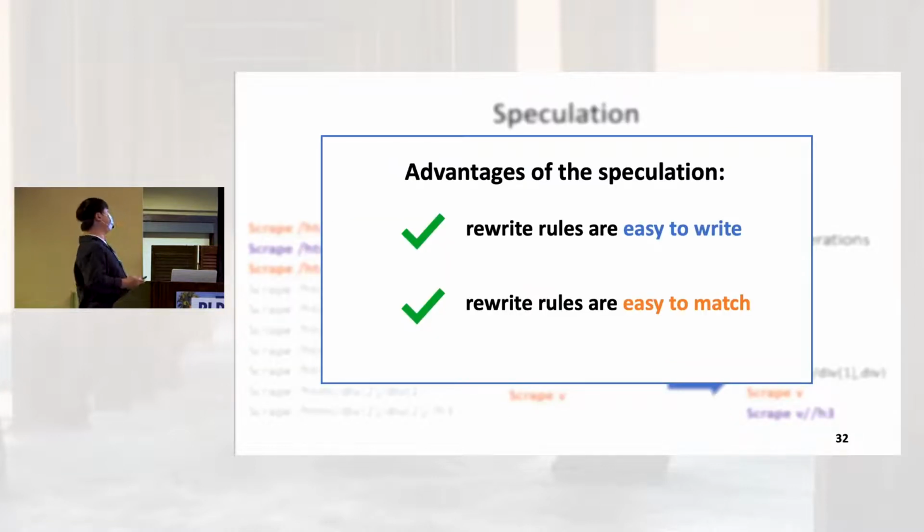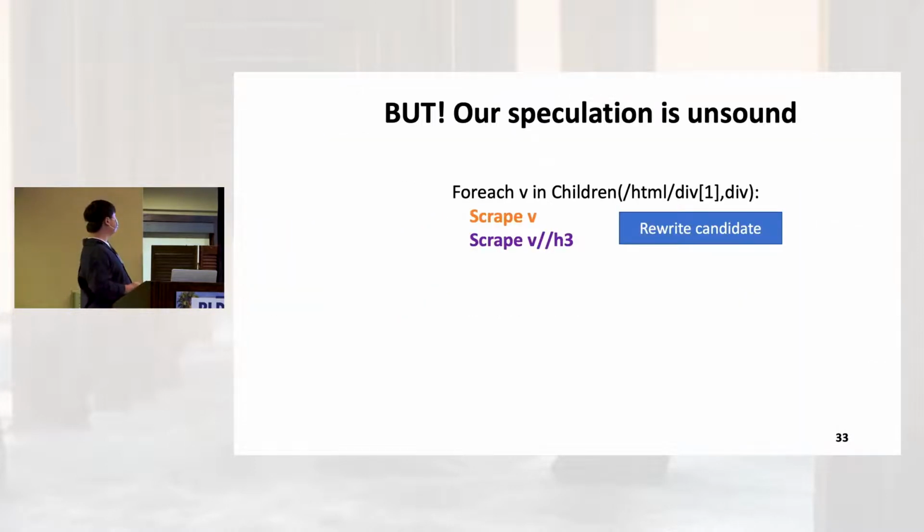So the advantage of the speculation, as you can see, is that the rewrite rules are very easy to write. We only need to write some comparison and similarity detection. And the rewrite rules are very easy to match because we match them locally instead of globally. However, as I mentioned before, our speculation is unsound, which means we need to do some other steps.